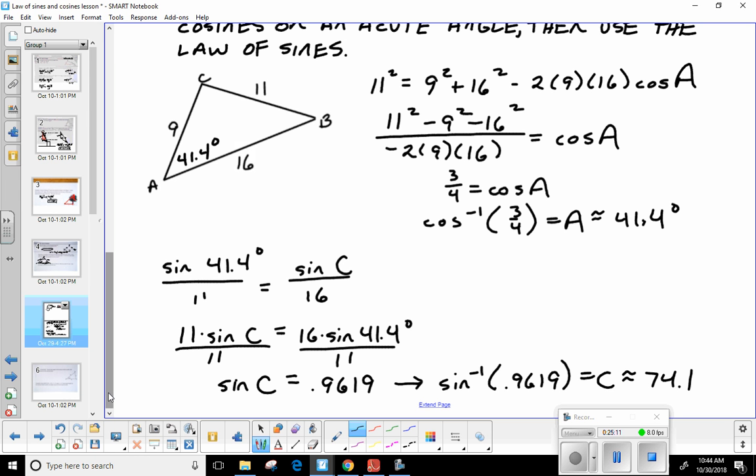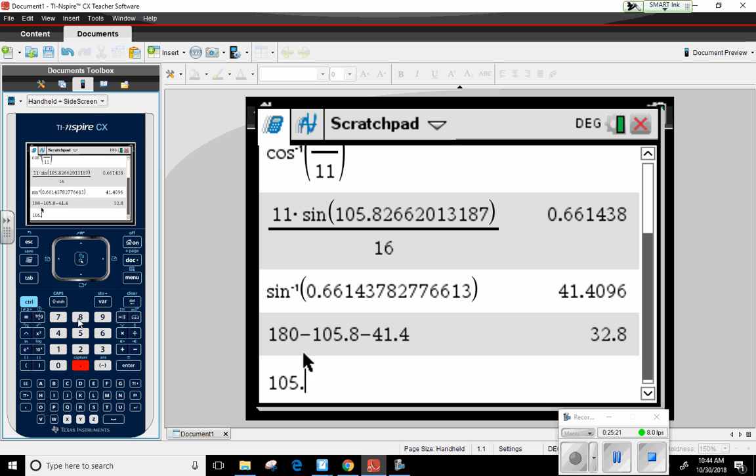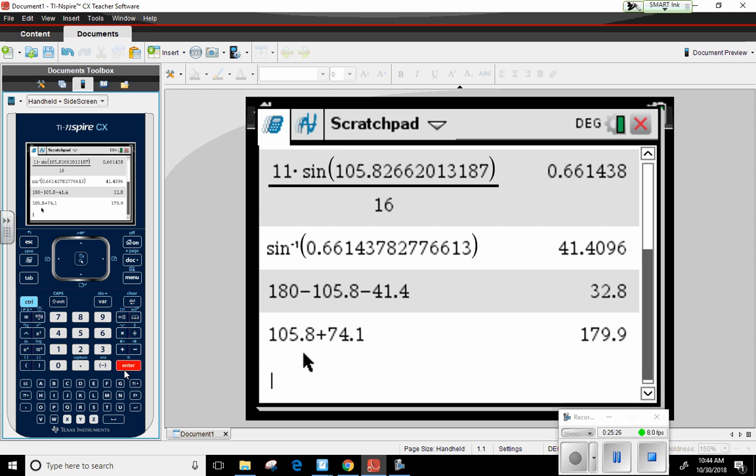Okay. Think about it. What are the three angles always supposed to sum to? 180. Now, this is going to be slightly off, but if I take the 105.8 that we found plus the 74.1 that I just found, here's what's happening. The inverse sine function can only give you an acute angle. It cannot give you an obtuse angle. So if you try to use sine inverse to find what turns out to be an obtuse angle, it's going to give you the acute angle supplemental to what the real angle should be.